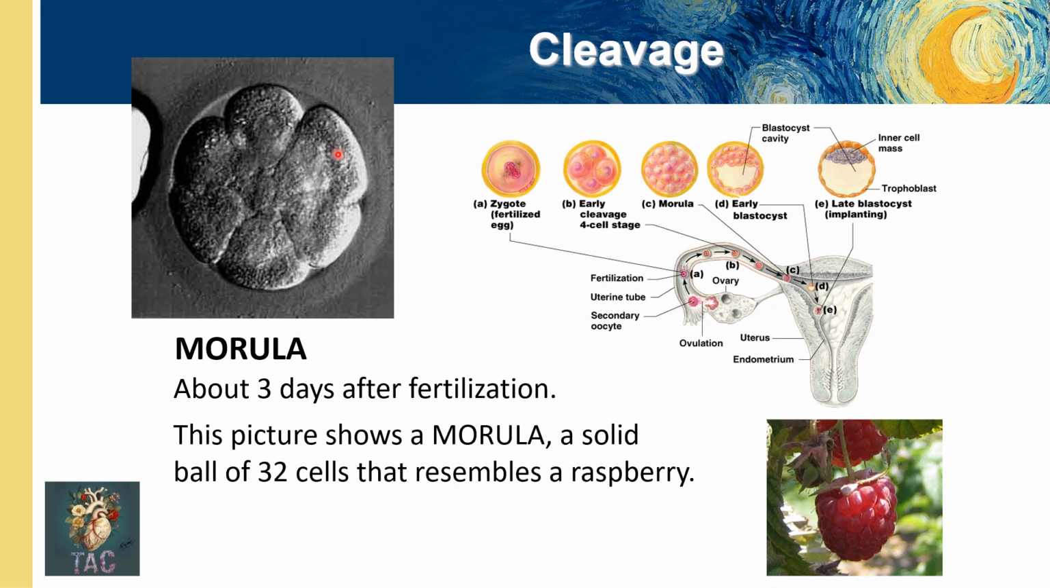This picture shows you the morula, a solid ball of 32 cells that resembles a raspberry. In this diagram you can see the zygote, the early cleavage, the morula, the early blastocyst and the late blastocyst. In the late blastocyst you can also differentiate between the inner cell mass and the outer cell mass.